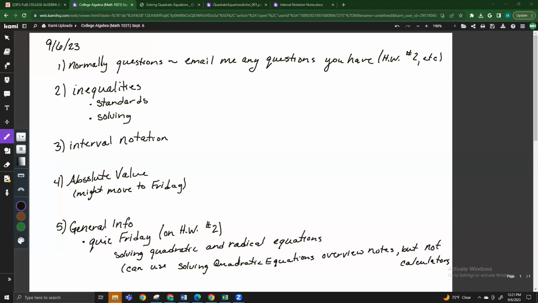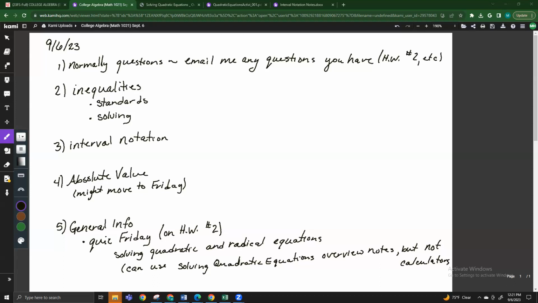And then general information. We do still have a quiz on Friday. The quiz on Friday is short. I'll probably give you about 15 minutes again on it. It shouldn't take more than that. It is only on homework 2, which is solving quadratic and radical equations. I think there are like 3 questions on it. It's not too bad. You can use your solving quadratic equations overview notes, but not calculators. The numbers are not bad with it. I want to see how you're doing with things.